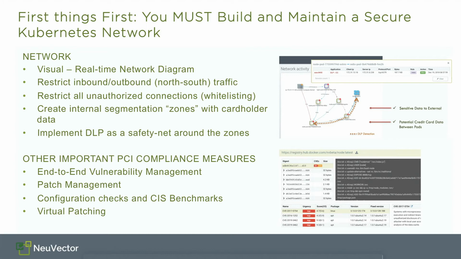Other important PCI compliance measures that we mentioned already. End-to-end vulnerability management is really important, starting from the early part of the CICD pipeline. Keeping up with your patches and patching both the host as well as Kubernetes and Openshift is super important. Configuration checks, like we're gonna show you here in a minute, and making sure that your platform is appropriately configured and you're not missing something is a part of it.